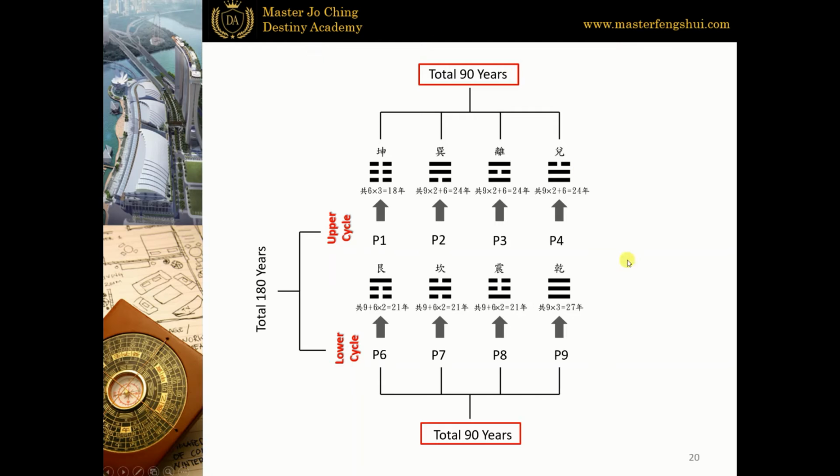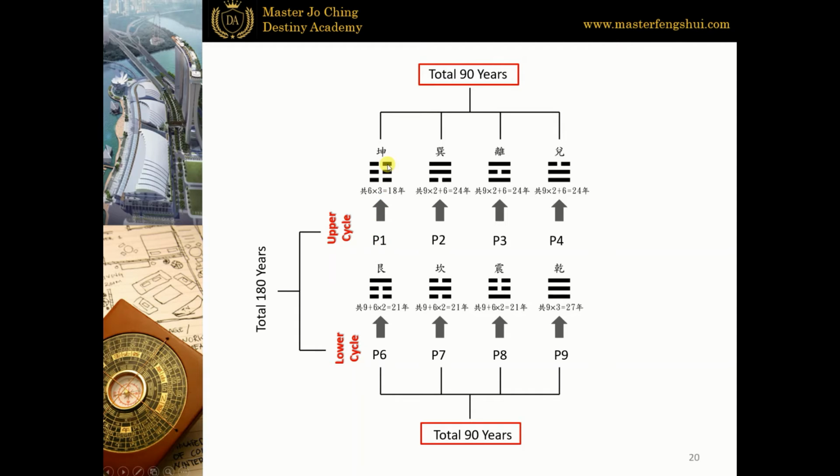This is another way that I present the so-called 2 cycle 8 period. You can see that this is the upper cycle. I draw a line cutting across periods 1, 2, 3, 4, separating them from the lower cycle. You will see that period 1 is ruled by Kun Gua.